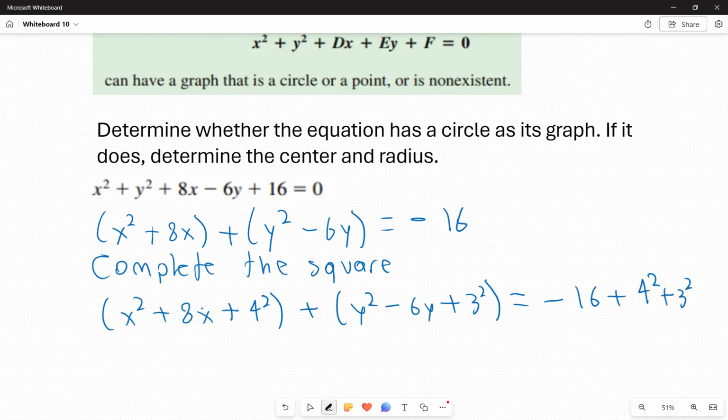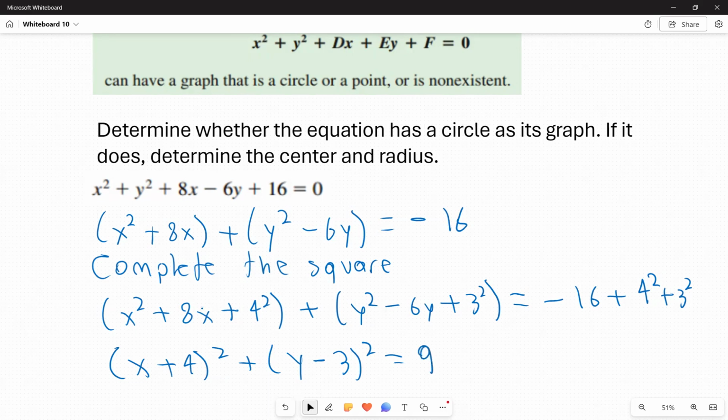And then factor the perfect square trinomials. The first one will factor as (x plus 4) squared. The second trinomial will factor as (y minus 3) squared. And then 4 squared is 16, so negative 16 plus 4 squared is negative 16 plus 16. Those cancel out, and 3 squared is 9.